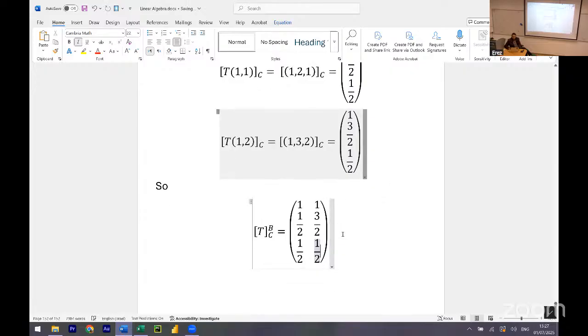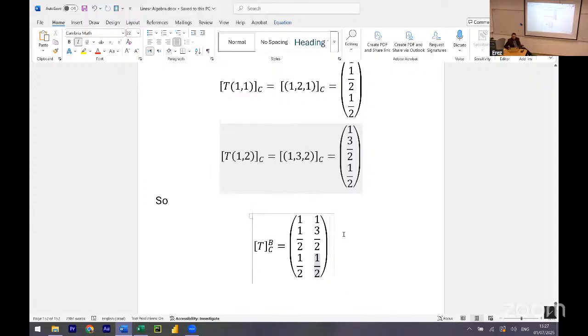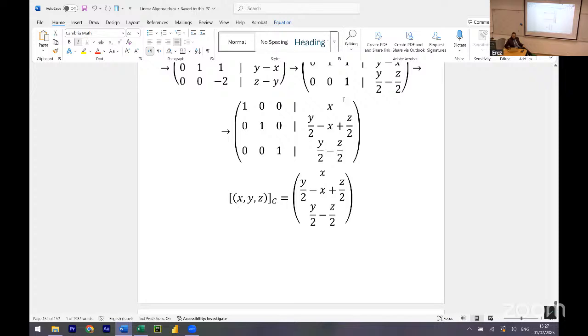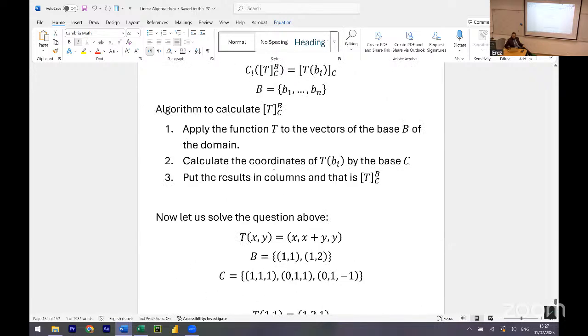And this is because you calculated all the vectors in the base of B. I followed the algorithm. First step, I applied T to the base of B. Second step is find the coordinates. Third step is simply writing it in columns. Put the results in the columns, and that is the representing matrix.